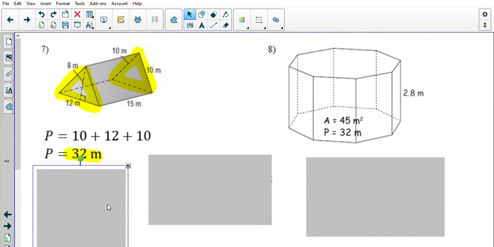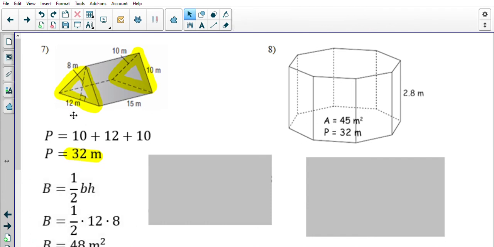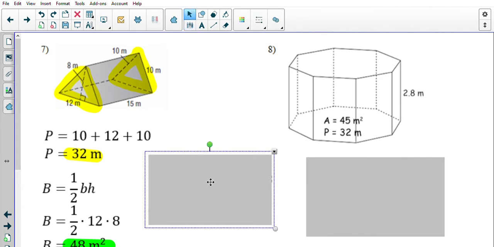Area of the base is going to be half times base times height. The base and height intersect at a 90-degree angle. So those will be 12 and 8. Half times 12 times 8 gives us an area of the base of 48 meters squared.